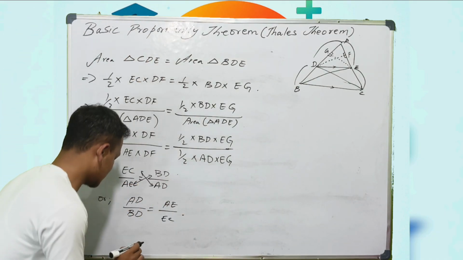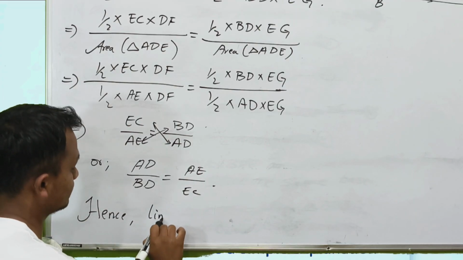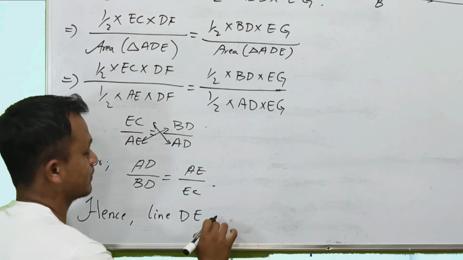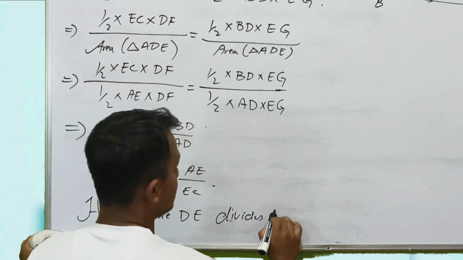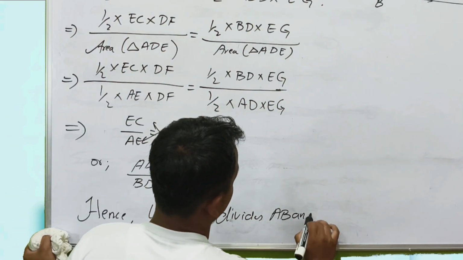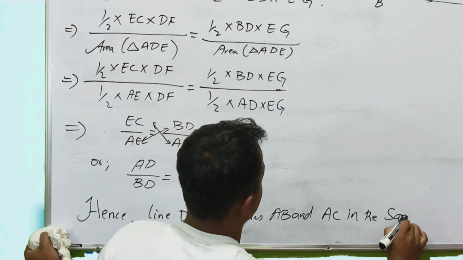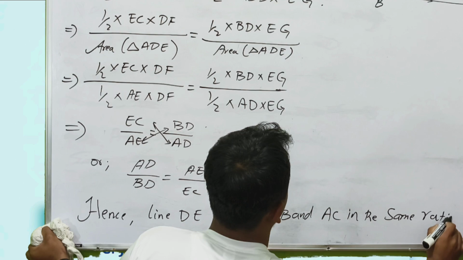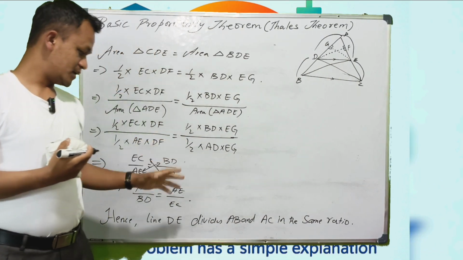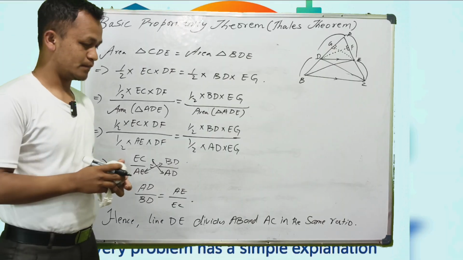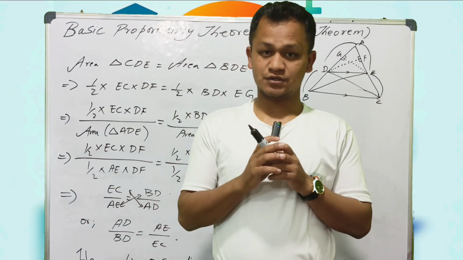If we get that, so hence line DE divides AB and AC in the same ratio. So that is the basic proportionality theorem. So that is what we have learned in today's class.